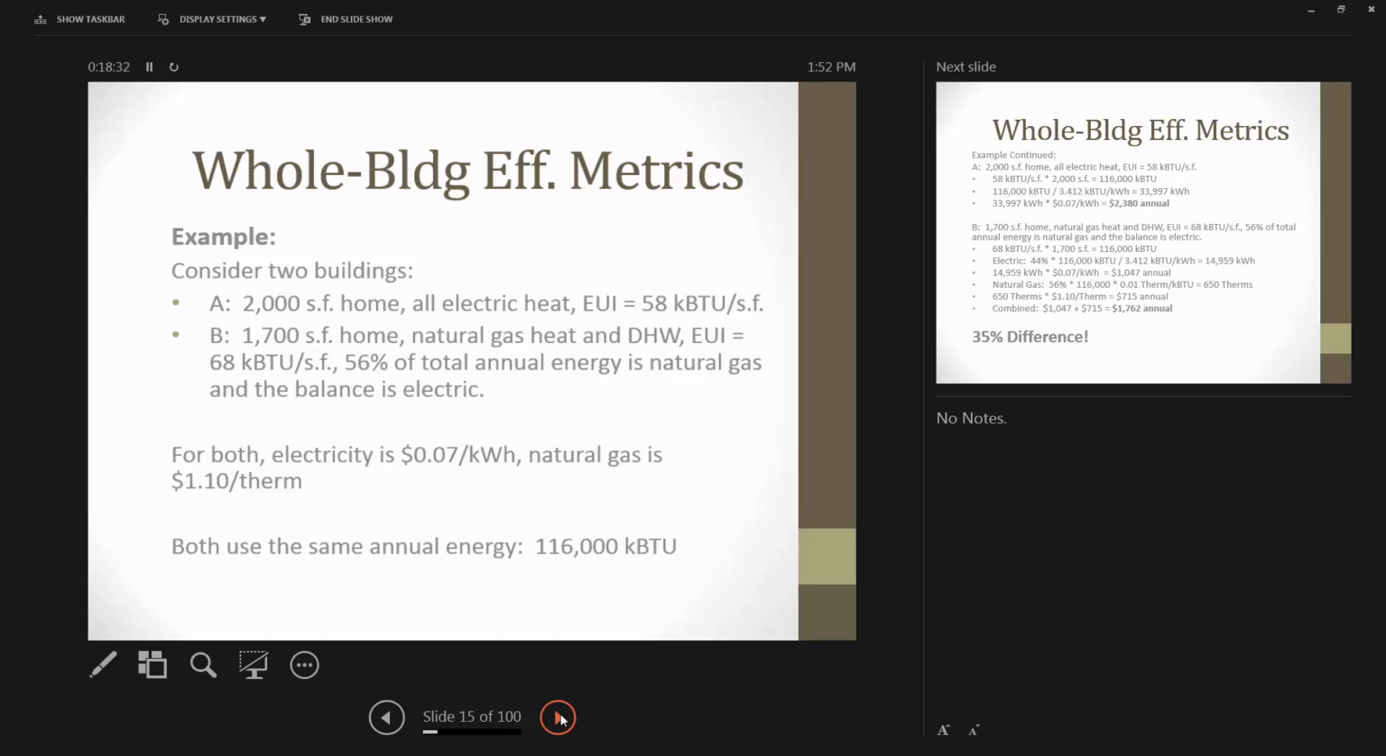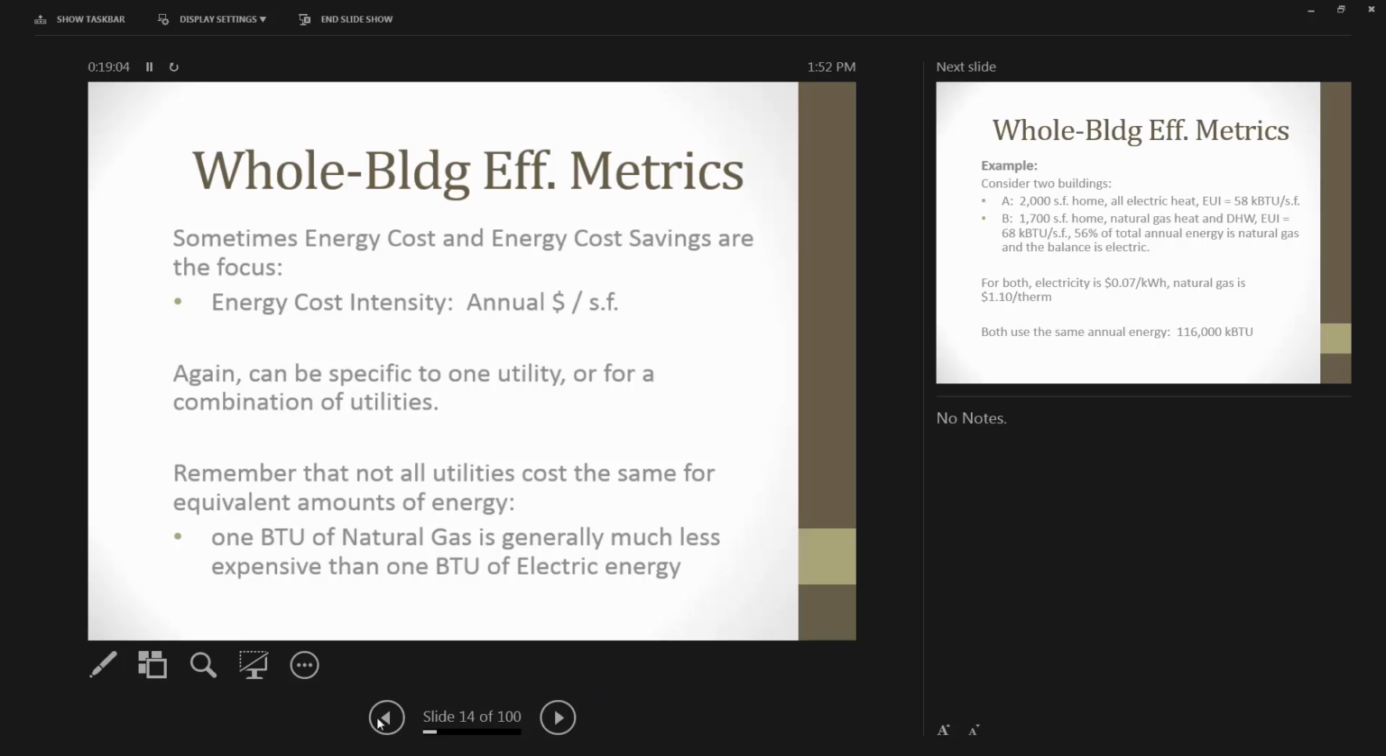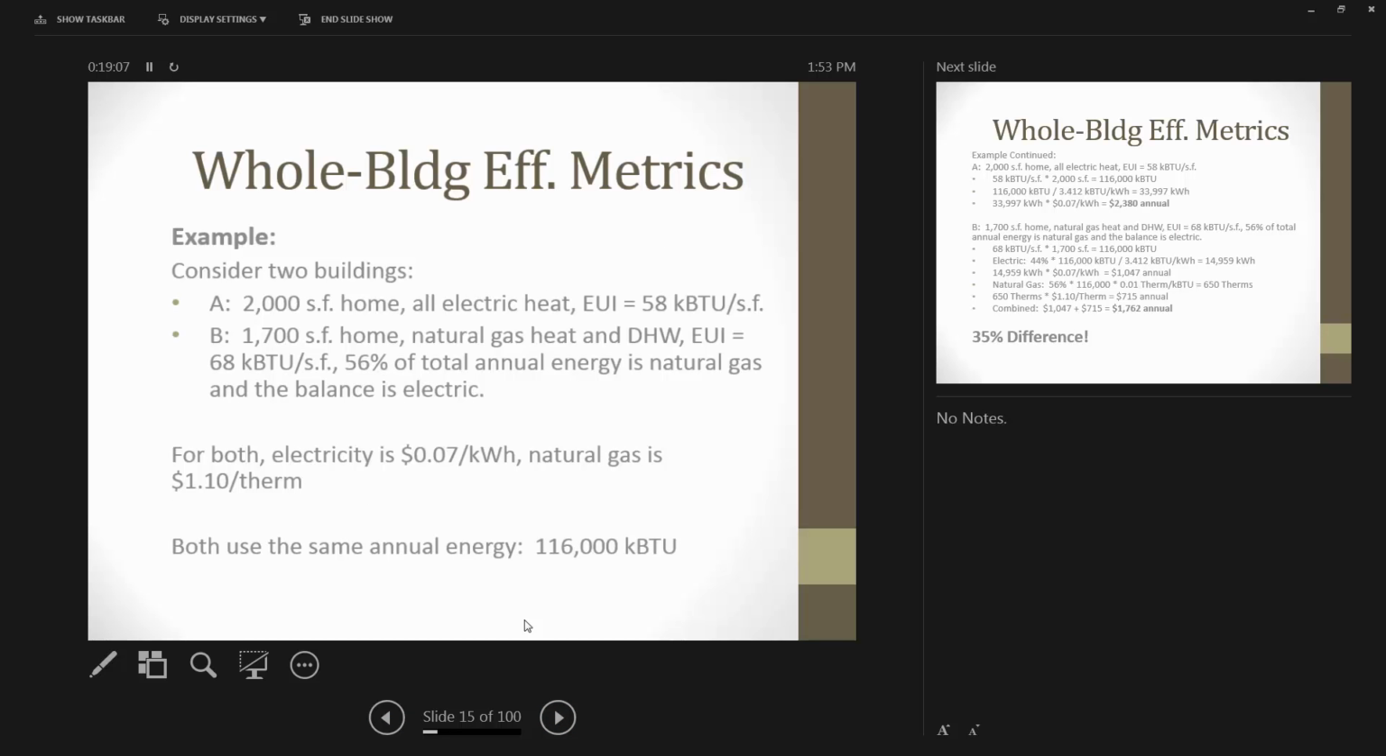So comparatively, square foot to square foot, house B is a smaller house, but it is less efficient. It's got a higher energy use intensity. Now comes into play, and I think you talked about this with Brad a little bit, the cost of electricity versus the cost of natural gas. We're making the assumption that we're at 7 cents a kilowatt hour for electricity, which is about where we're at, it's a little higher, and then $1.10 per therm.